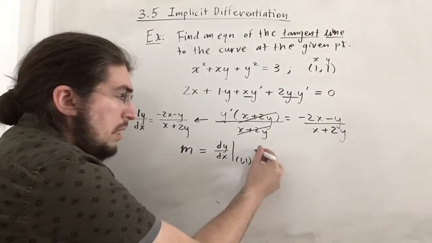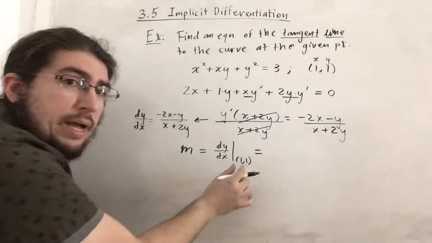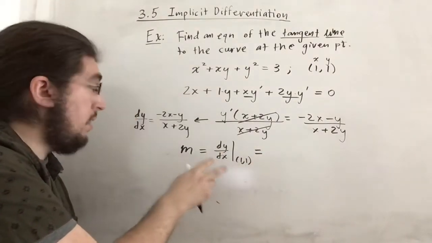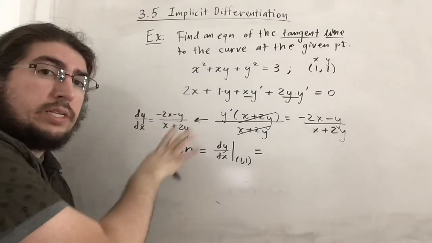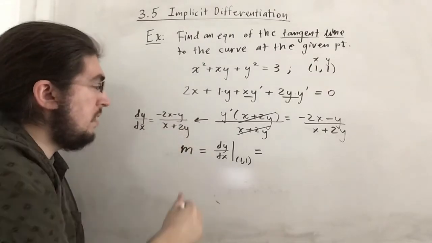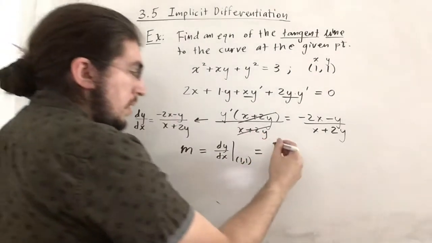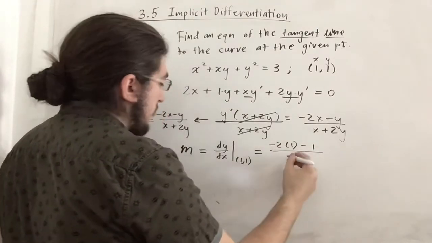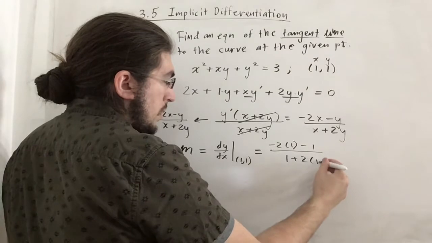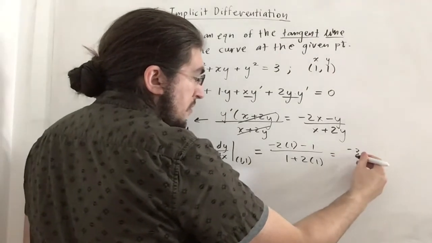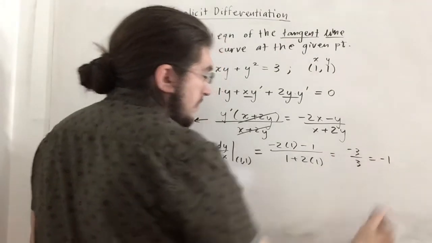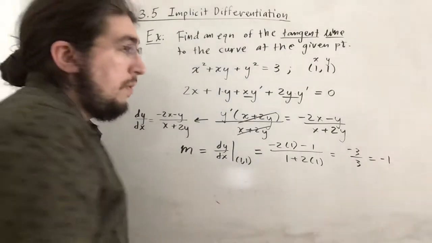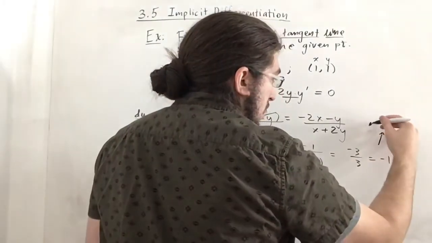So basically what I want to do is plug in x and y to be these values, 1 and 1, into this equation here for the derivative. So it's going to be negative 2 times 1 minus 1 over 1 plus 2 times 1. So we end up getting negative 3 over 3, which is negative 1. So we have our slope. Our slope is negative 1.